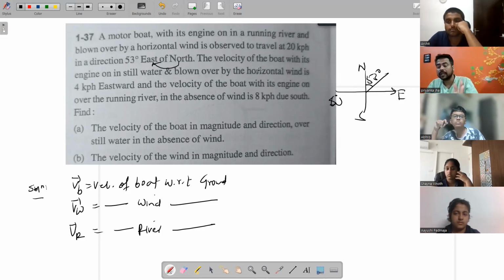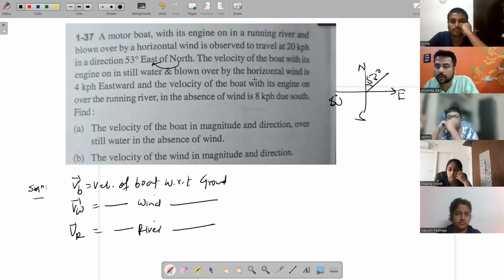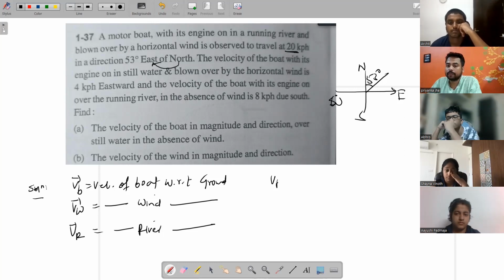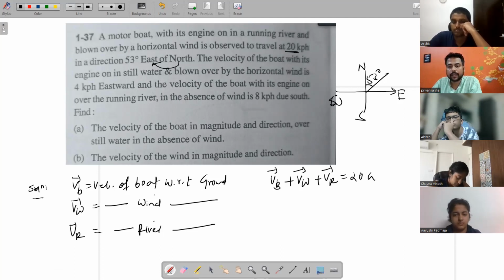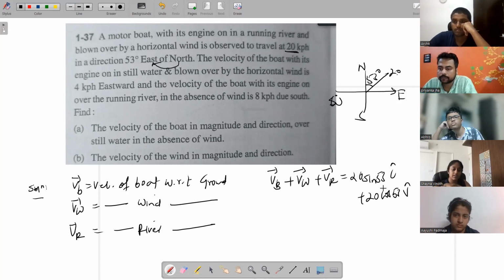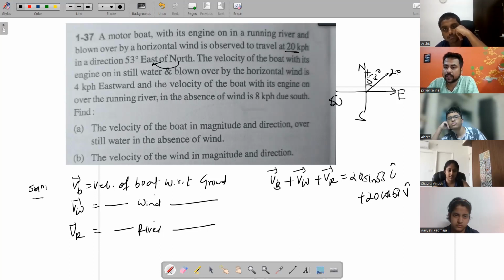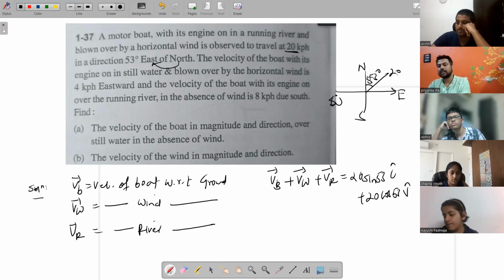In this case, when the wind is also flowing, the river is also flowing, and the boat has its engine on, the resultant velocity will be this, right? If I write velocity in vector form, velocity of boat plus velocity of wind plus velocity of river can be given as 20 sine 53 degrees i plus 20 cos 53 degrees j. Sir, if you take it in reverse, sine and cos? No, this angle is made with this axis, right? So if this angle is made with this axis, this axis will have the cos component.